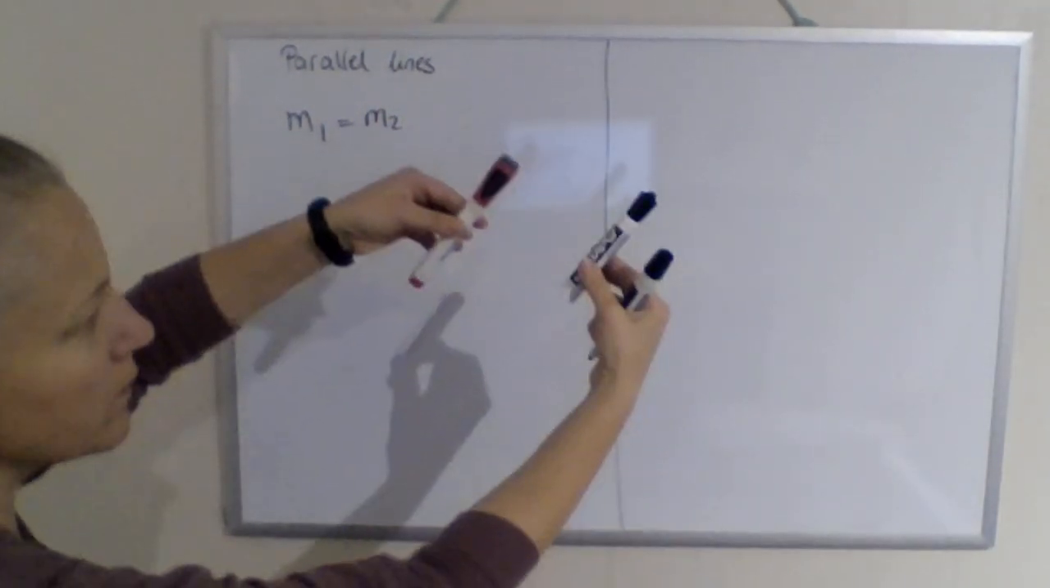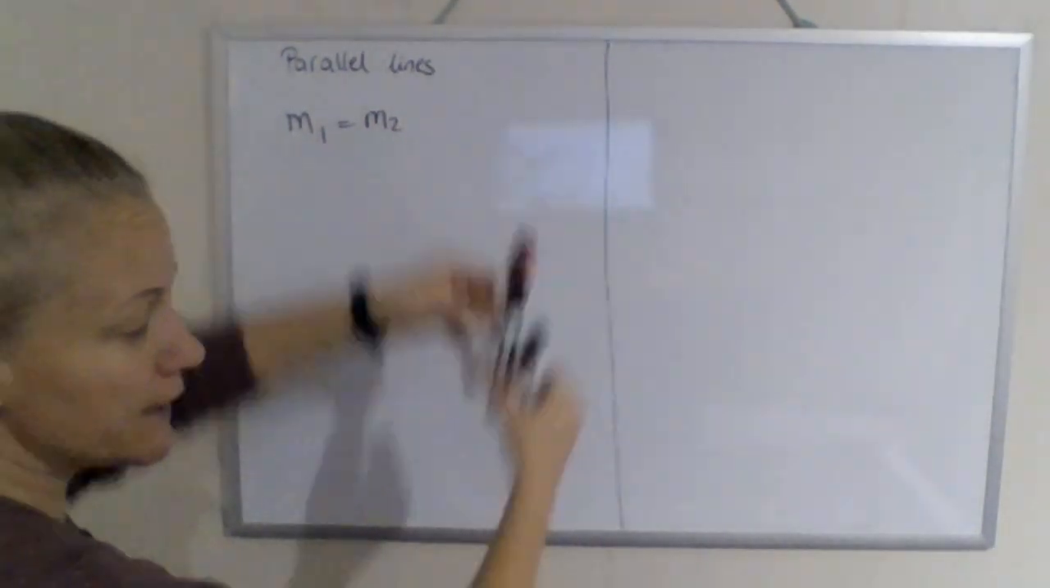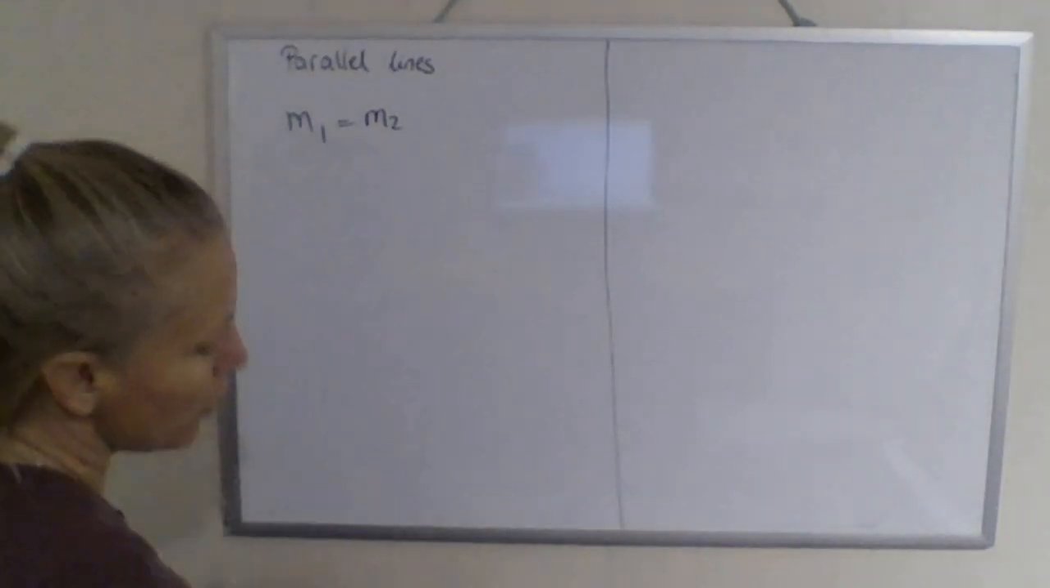They both have the same. And it kind of makes sense, because if they're parallel, then their inclination is the same. And we said slope is inclination, right? Their inclination is the exact same. They don't meet, so their slopes are equal.